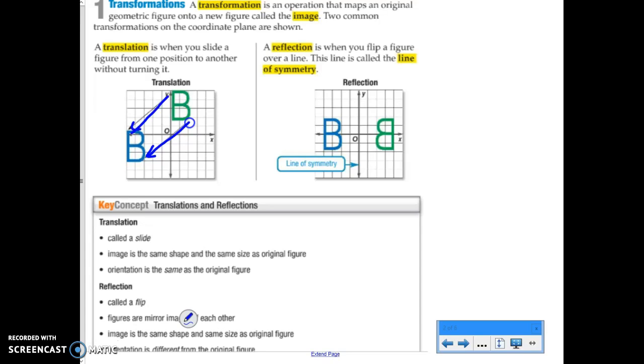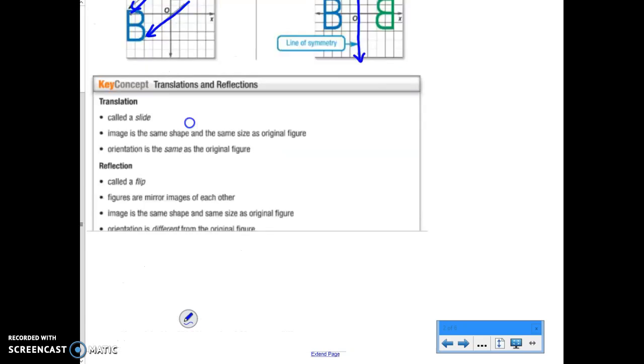The next one on the right is called a reflection. It says a reflection is when you flip a figure over a line. This line is called the line of symmetry. So here you can see they're pointing, and right now they are using the y-axis as the line of symmetry, okay? Towards the bottom here, it says a translation is also called a slide.